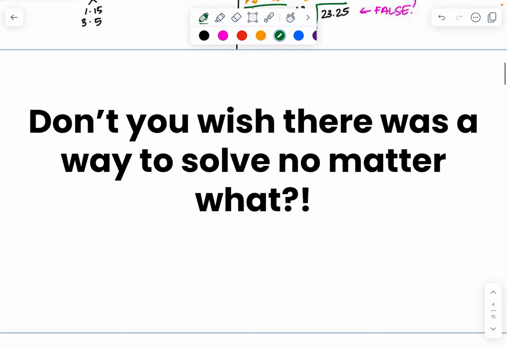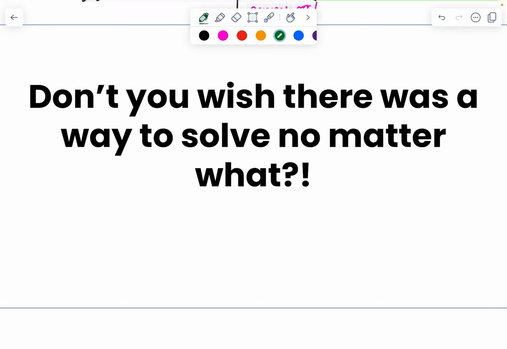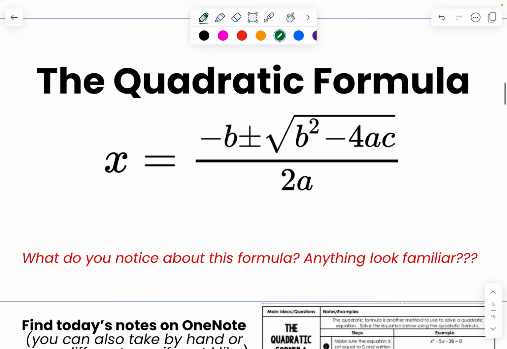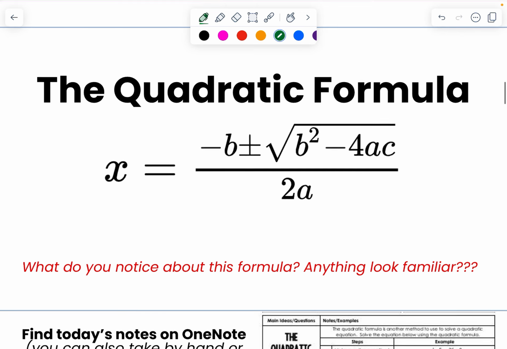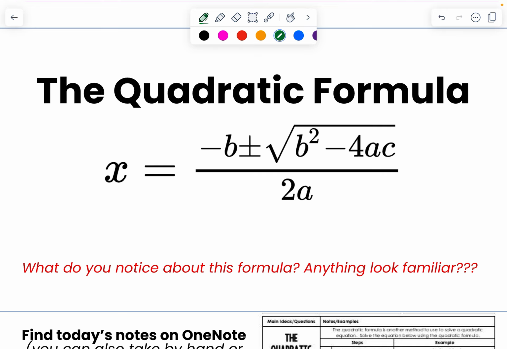So then I was like, wouldn't it be nice if there was a way to solve it no matter what, right? Because we saw some examples of when factoring is better. We saw some examples of when completing the square is better. And we also saw some examples where neither of those worked, right? Enter the quadratic formula, okay? And you might look at this and start to have a panic attack, right? I don't want you to do that. I want you to just take a second and think about, what do you notice about this formula, right? What do you notice about this formula? And more specifically, does anything look familiar?